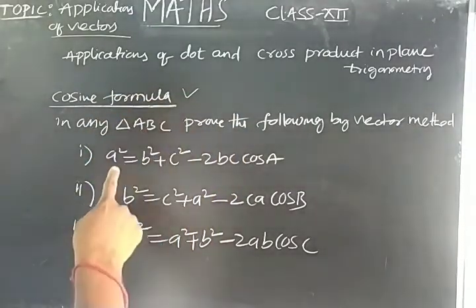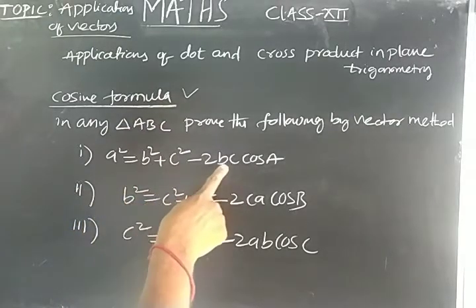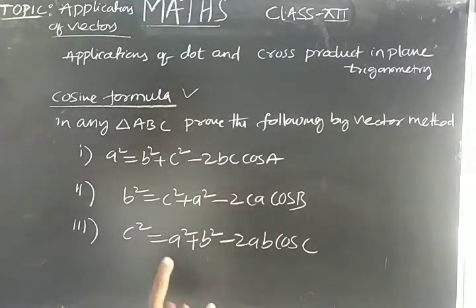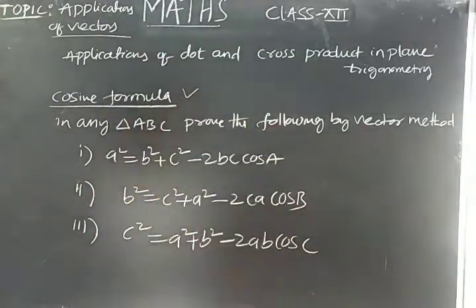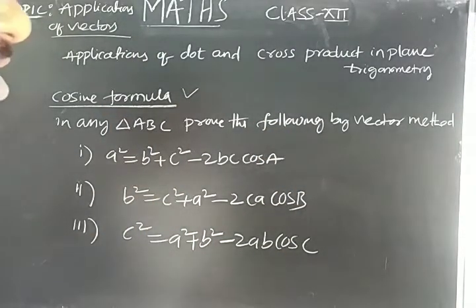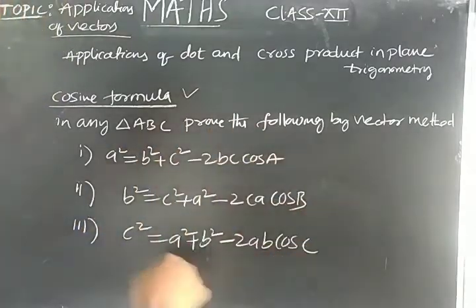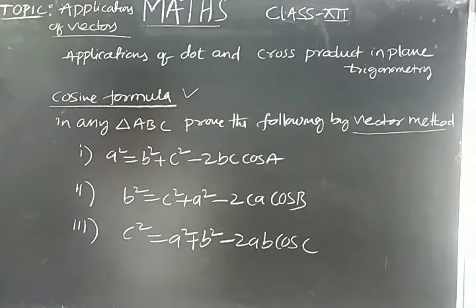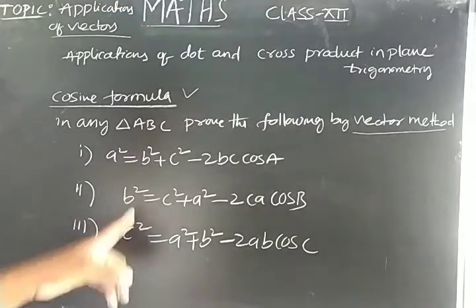In triangle ABC, a square equals b square plus c square minus 2bc cos A, b square equals c square plus a square minus 2ca cos B, c square equals a square plus b square minus 2ab cos C. We derived these formulas in trigonometry in 11th standard. Now the same formulas we are deriving using the vector method. Using the vector method, we are going to prove these formulas.